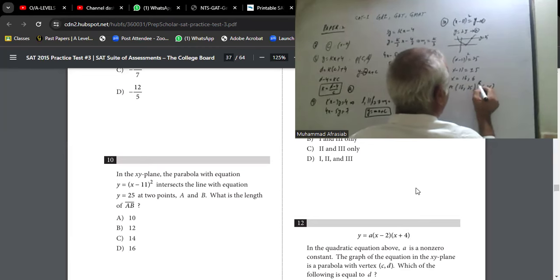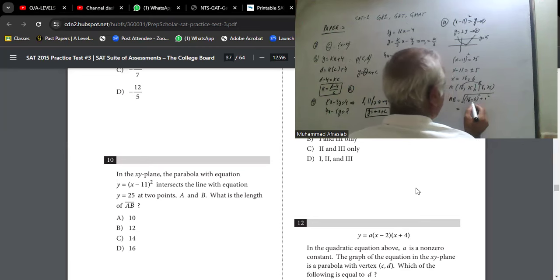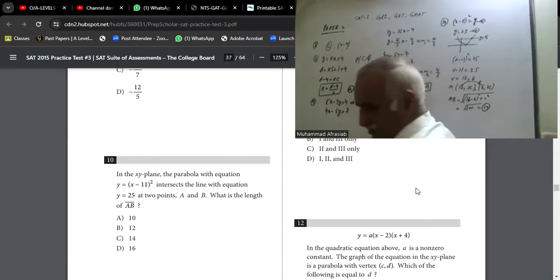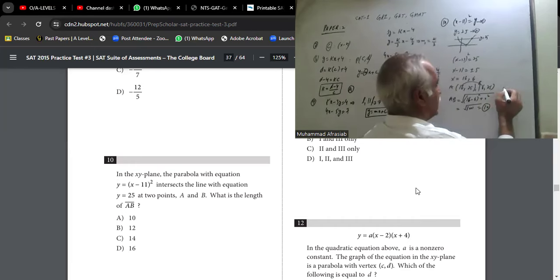And we are going to get the length of AB because only the x coordinate is different. So AB length is equal to the square root of 16 minus 6 whole square plus 0 whole square. 16 minus 6 is 10, 10 square is 100, and the square root of that value is equal to 10. So the length of AB is equal to 10, which is the A part there. So the answer of this question is the A part.